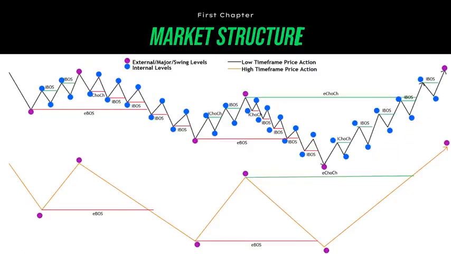So by creating internal higher highs and internal higher lows with their own internal bullish breaks of structure, the price goes up to break the last external lower high, and by breaking it, sets a new external higher high with its own external bullish change of character. We have marked with the purple dots every external level, and with the blue dots every internal level. The price action from above, so the black lines, is the low time frame price action, and the one below with the orange lines is the high time frame price action.